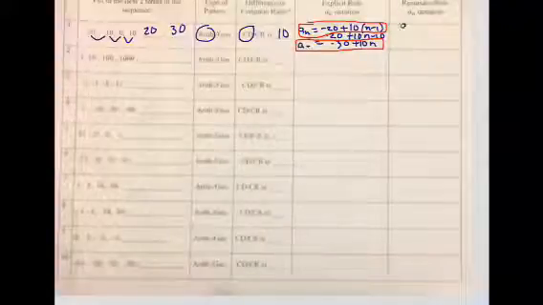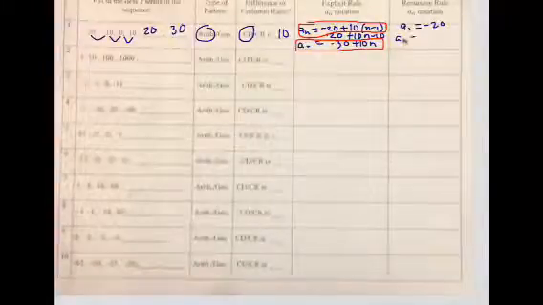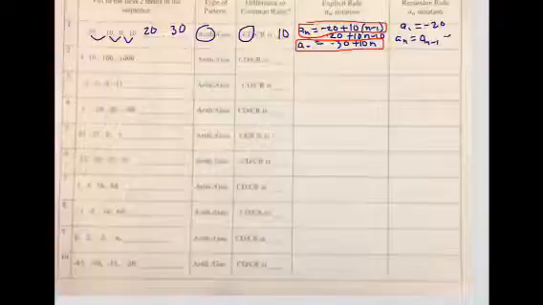Okay, for recursive, it's a sub 1 is negative 20, and then a sub n equals a sub n minus 1 plus 10. And again, n is greater than or equal to 1. It just doesn't fit.